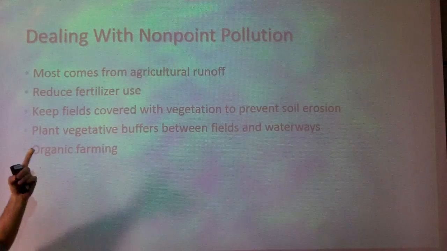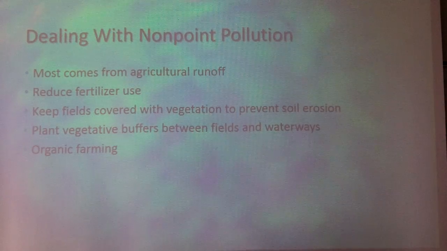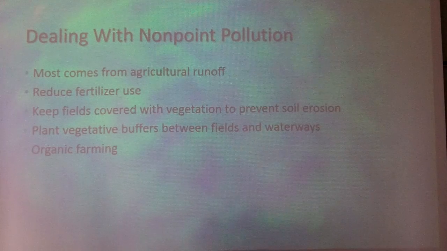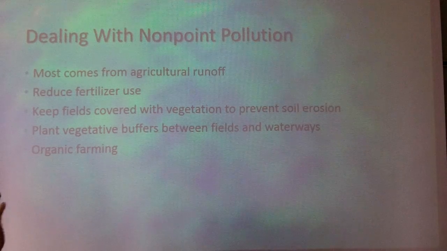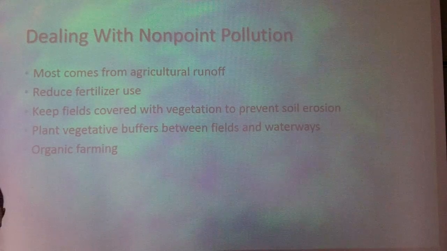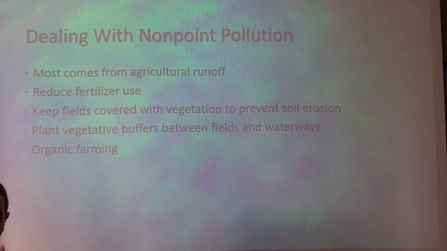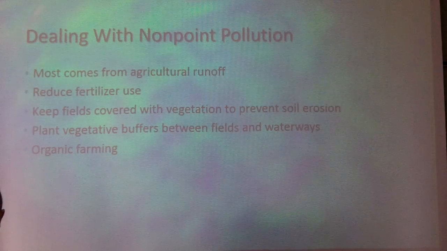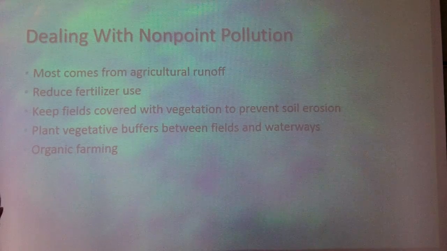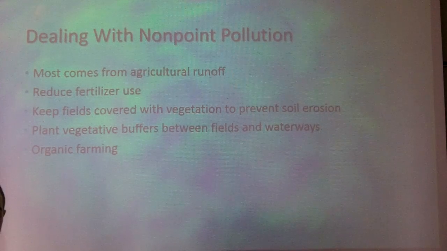All right, most non-point pollution comes from agricultural runoff, so we can do a better job of going back to food and soil, doing a better job of keeping onto the sediments. Do you remember the contour and strip planting? If you have a slope, don't plant parallel with the slope, plant perpendicular, and that will help slow down the movement of sediment off of the agricultural lands.